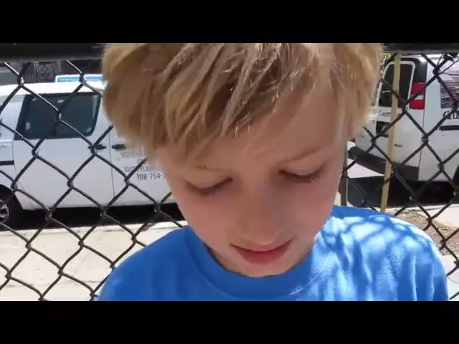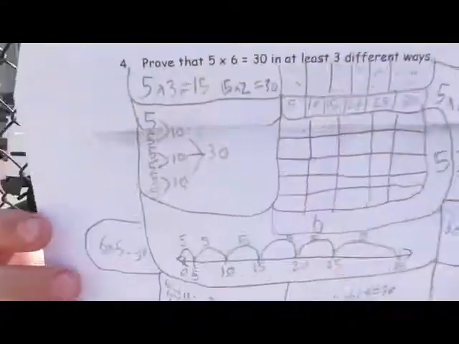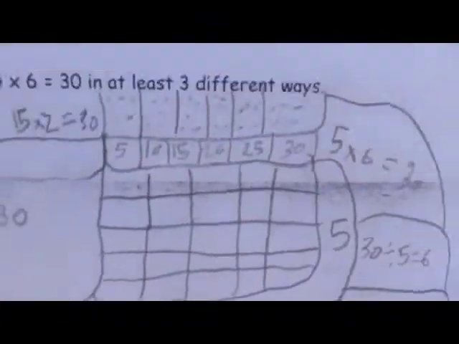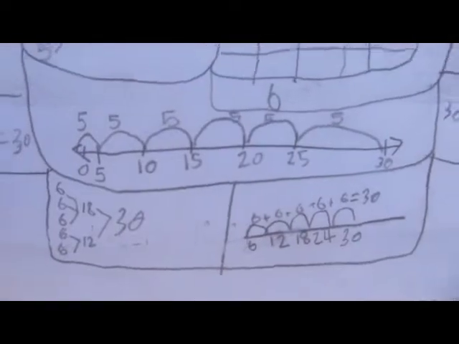Can you prove 6 times 5 equals 30 in 3 different ways? Yeah, one way is 5 times 3 equals 15, 15 times 2 equals 30. Another way is using an array. And another way is using a number line by going 5 plus 5 plus 5 plus 5 plus 5. Why don't you show us your arrays and your number line to show us what you did. There's the array, and there's the number line.